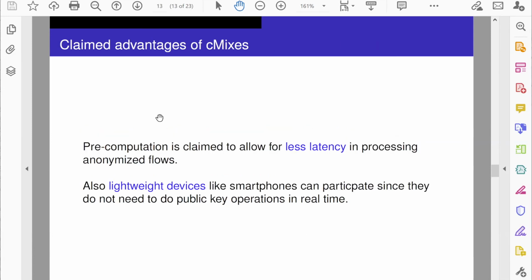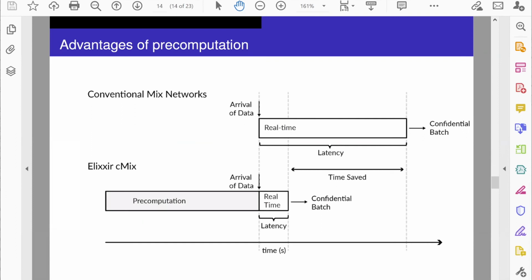The basic thesis here is that pre-computation allows for less latency, and lightweight devices can now start to use this mixing strategy. And here's a picture taken from an Elixir architecture white paper, which gives you a general idea of what the idea is. If you have a bunch of pre-computation going on, the keys are available when the traffic arrives to be mixed, and then the mixing can be done faster. So that's the general idea.